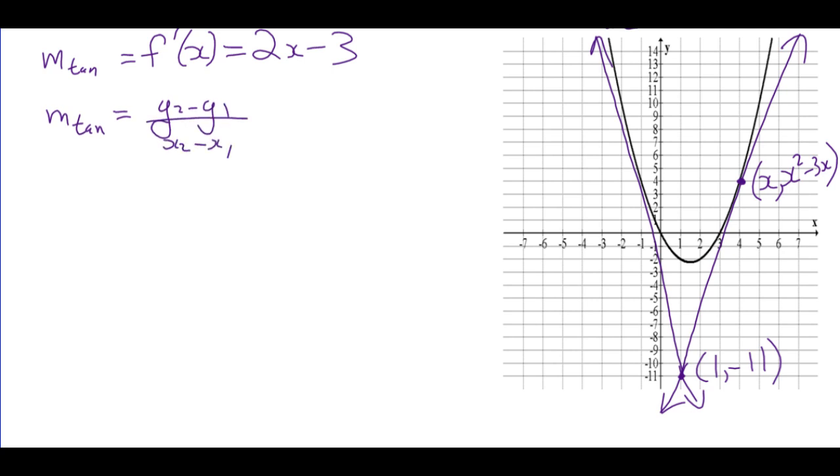Okay, so another way to do slope is to take rise over run, right? y2 minus y1 over x2 minus x1. Well, what points are we going to use?